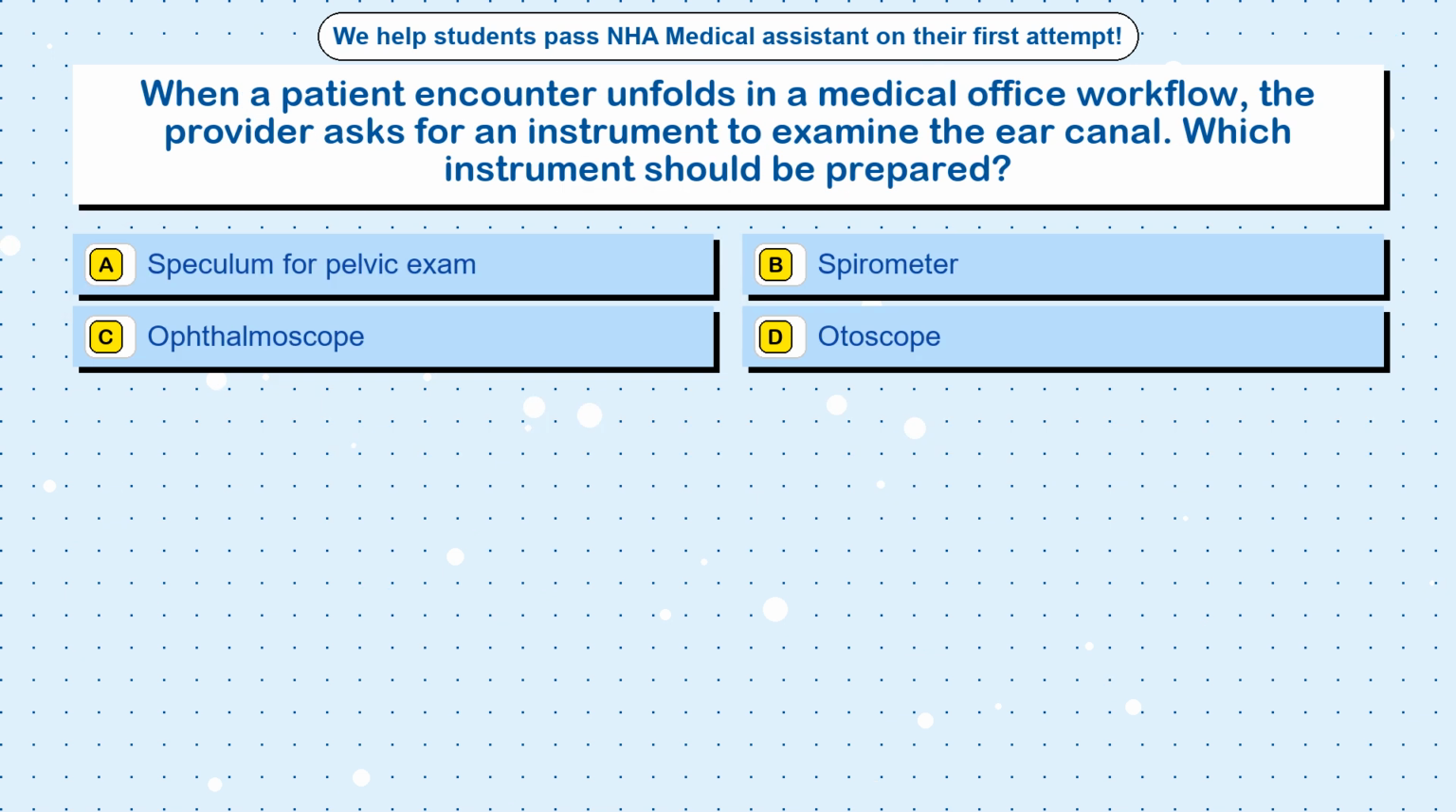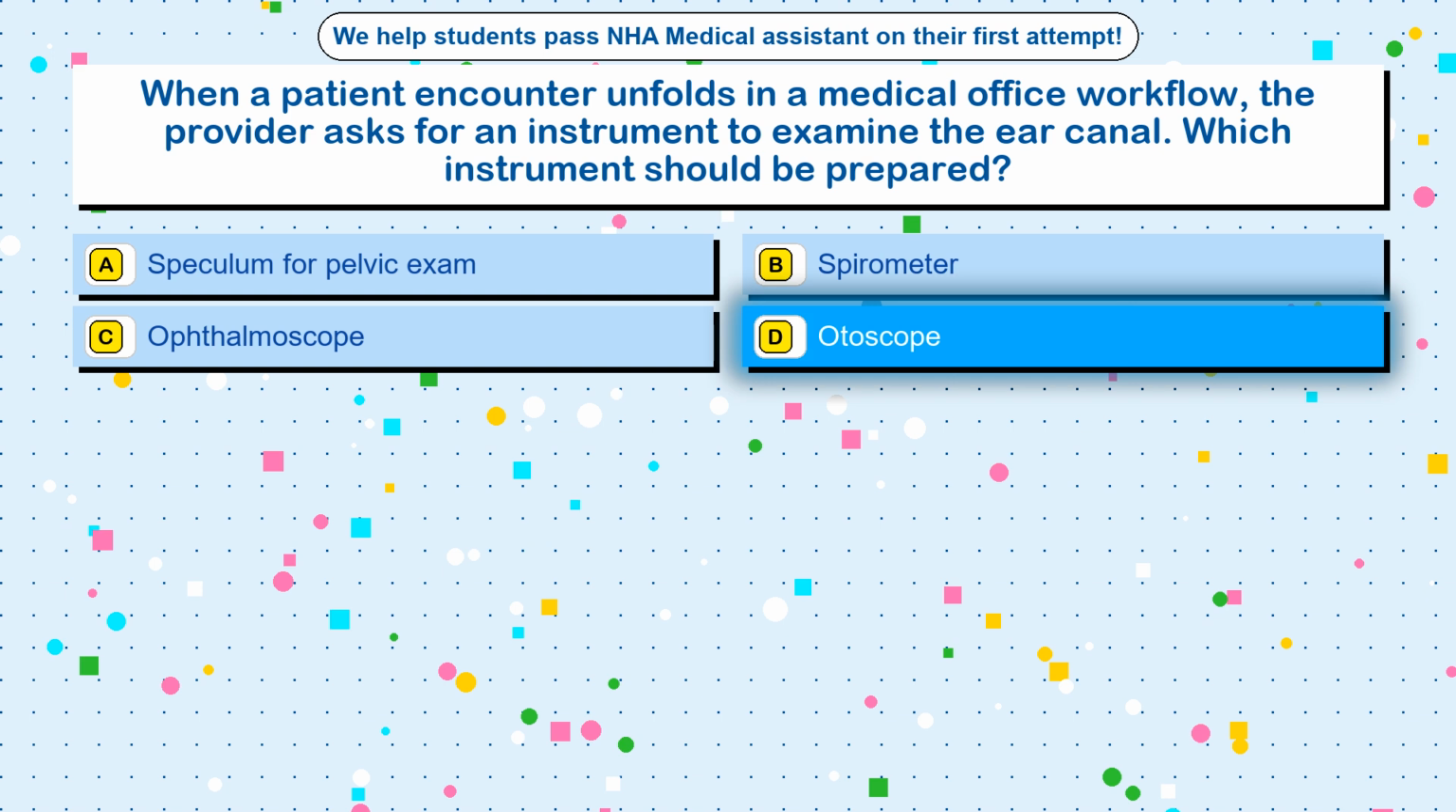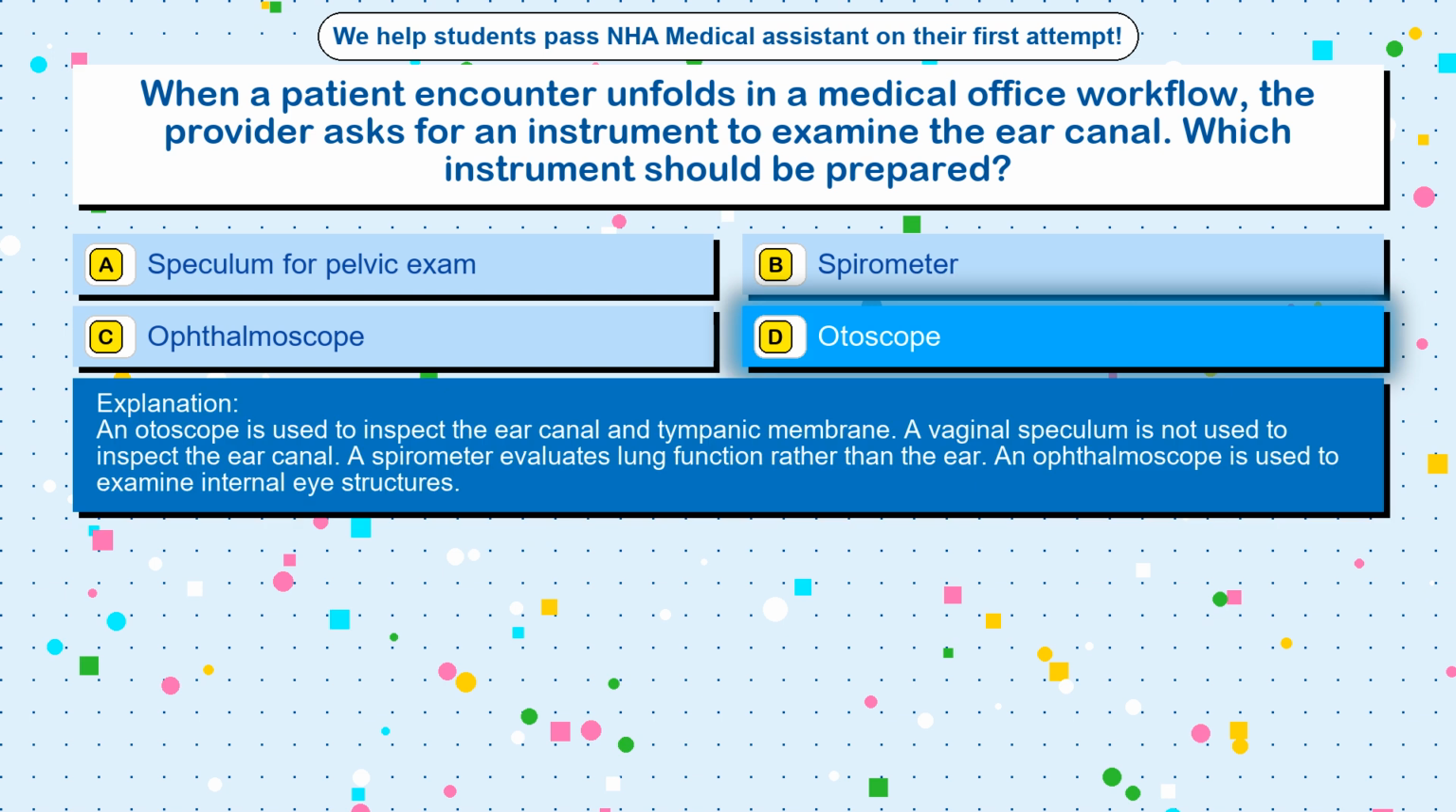Question 47. When a patient encounter unfolds in a medical office workflow, the provider asks for an instrument to examine the ear canal. Which instrument should be prepared? Option A. Speculum for pelvic exam. Option B. Spirometer. Option C. Ophthalmoscope. Option D. Otoscope. The correct answer is option D. Otoscope. An otoscope is used to inspect the ear canal and tympanic membrane.